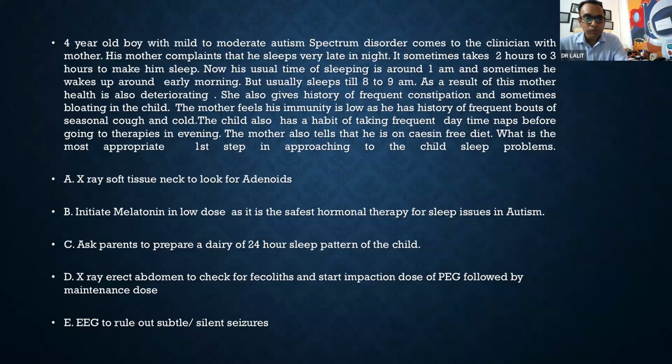What is the most appropriate first step? So, the important thing I mentioned is the first step in approaching this child with sleeping problems. Just to summarize, this is a child with moderate ASD with a lot of sleeping issues, and he has a history of gut issues. Mother feels immunity is low. There is a history of frequent seasonal cough and cold, constipation issues, but he also takes a lot of naps in the daytime. And so he's on some special diet.